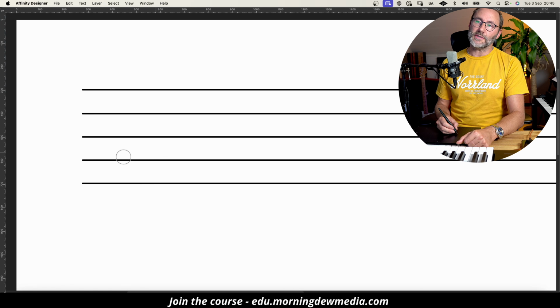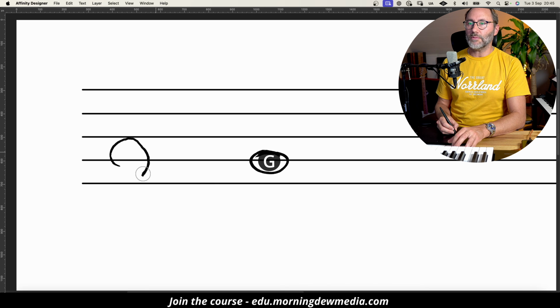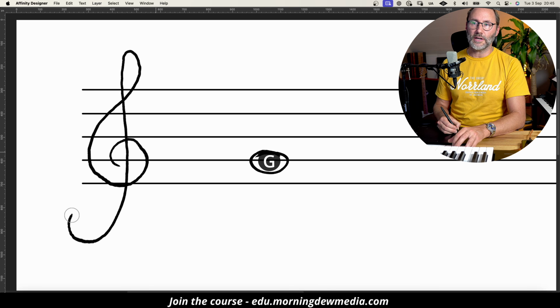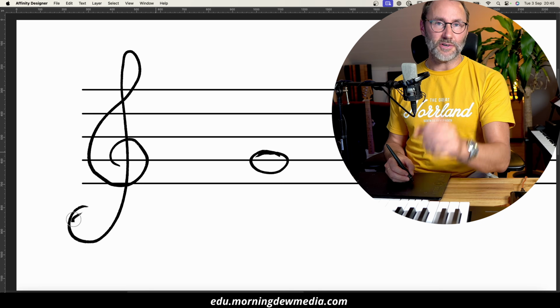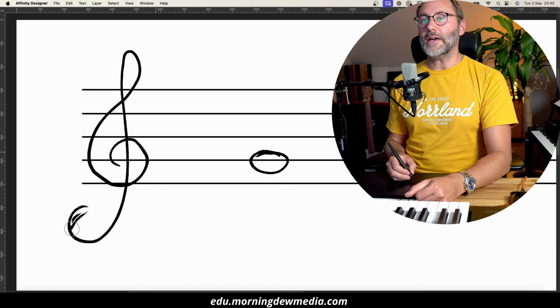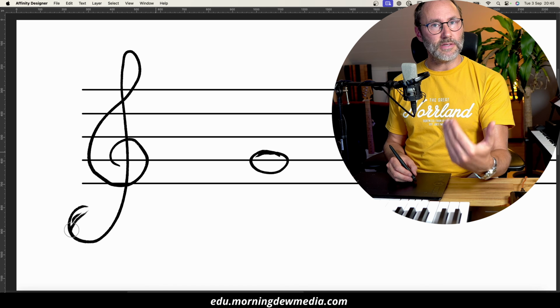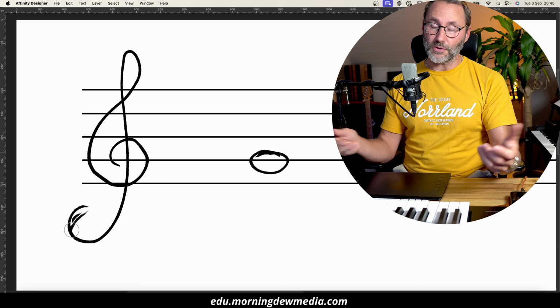So we begin on this second line from below, and we make this ornament, and we go up like this and go down and up again and make this little turn and go down and make this little hook at the bottom. And there we have a quick and dirty G clef. And it's the G above middle C on the piano.